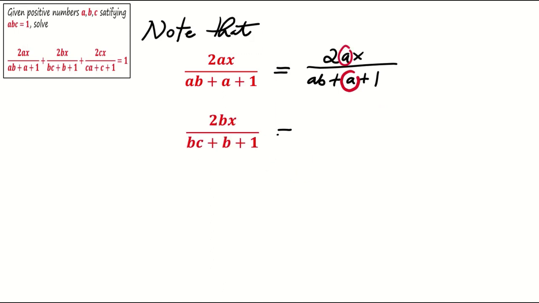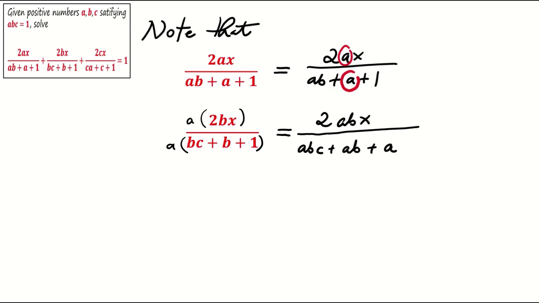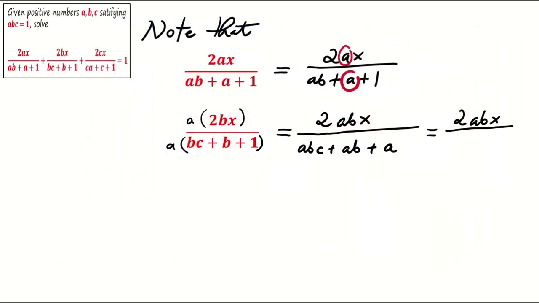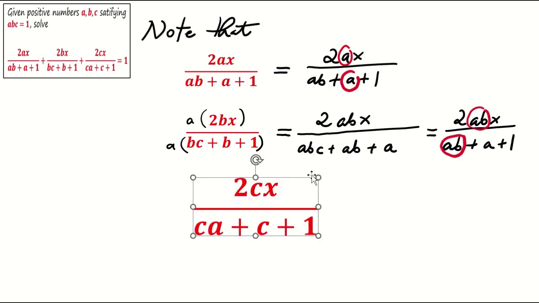Next, consider the second term of the left-hand side. We multiply it by a over a. Then we obtain 2abx over abc + ab + a. Since abc is 1, we write the terms as follows. Again, note that there is a common term in both the numerator and denominator.